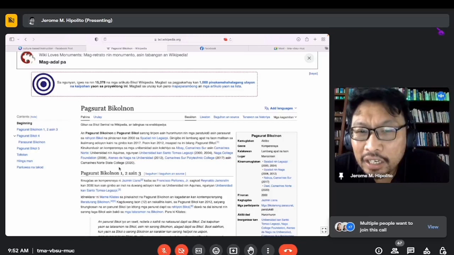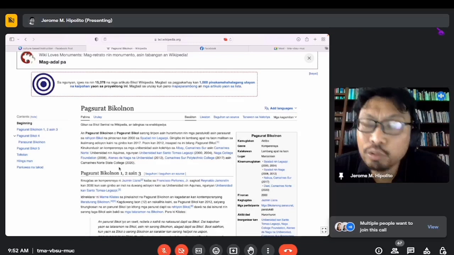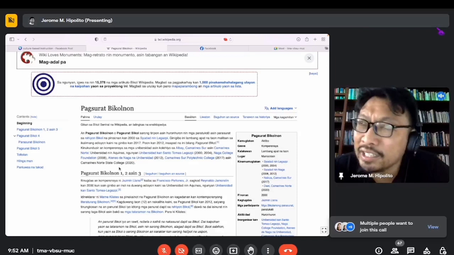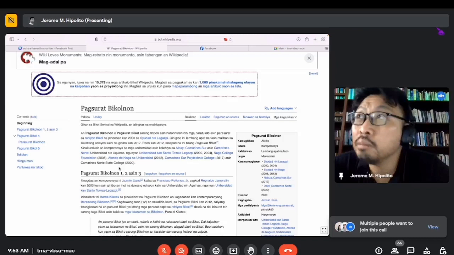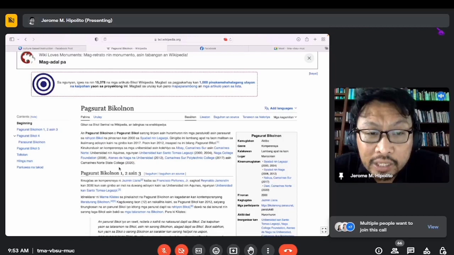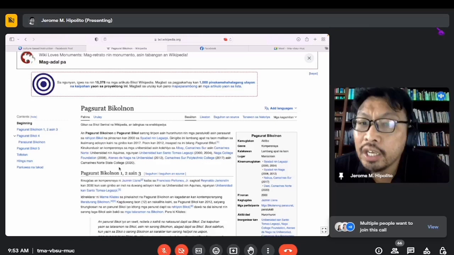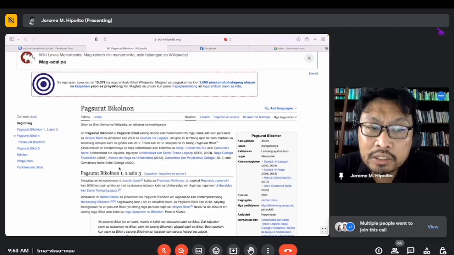Ginigibo ini lambang apat na taon maliban sa ikalimang edisyon which I organized kang 2017 kasi nagbagyo. Kung natatandaan ni Duhan, 2016 ata nagbagyo. So na-hold mi siya January na of 2017. Pun kang 2012, inapod ang Pagsurat Bicol Noon bilang Pagsurat Bicol. Shortened siya, ano? Kinukonsidera ang komperyensya sa mga universidad as in kolehiyo sa Albay, we have Camarines Sur and Camarines Norte. So last Pagsurat Bicol was held online because of pandemic in 2020 sa Camarines Norte.